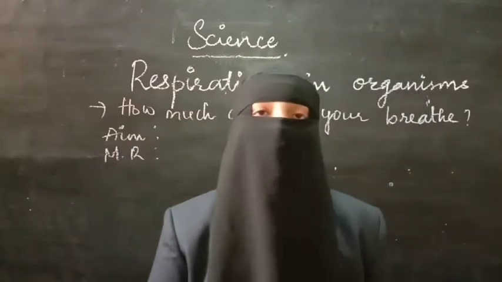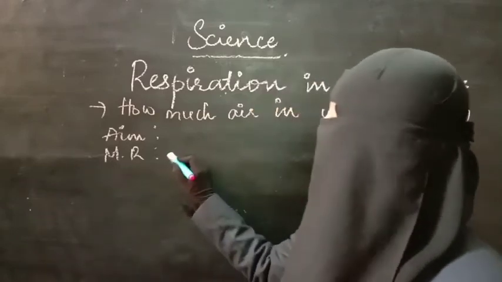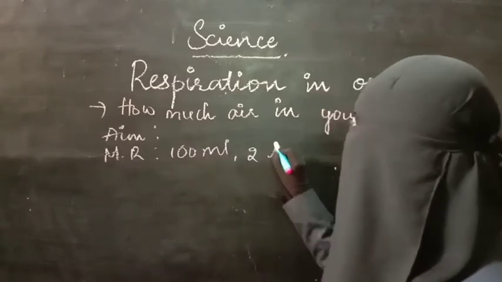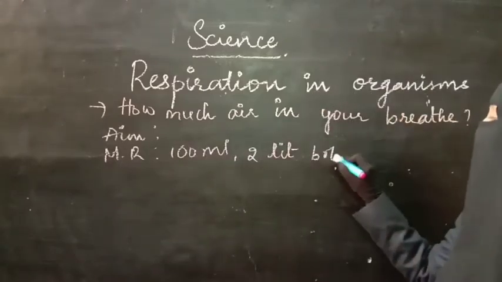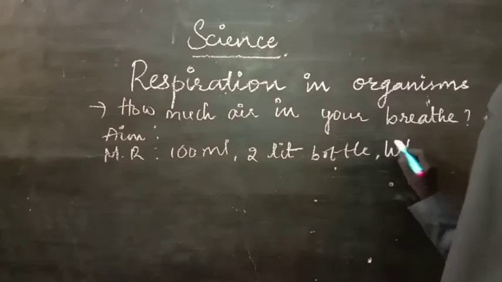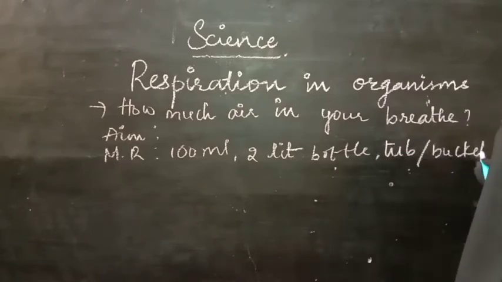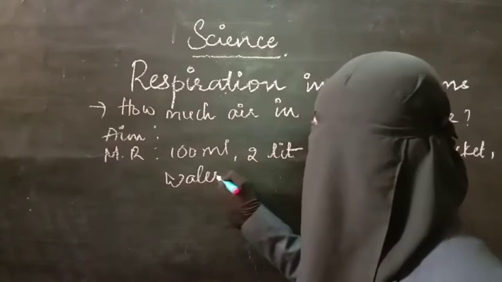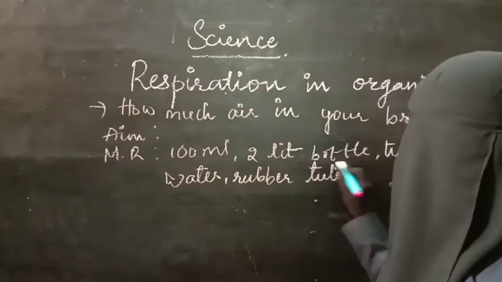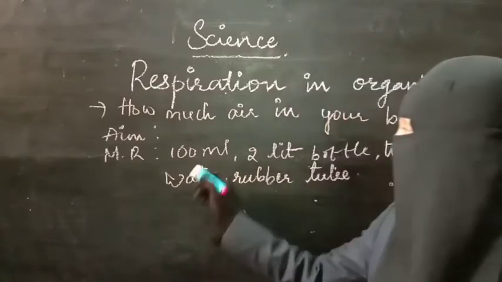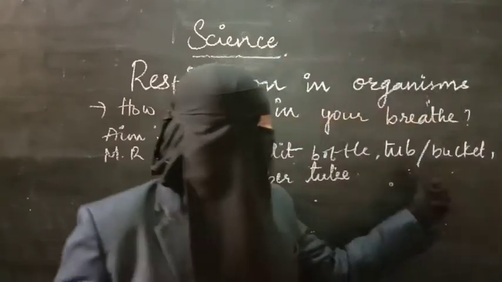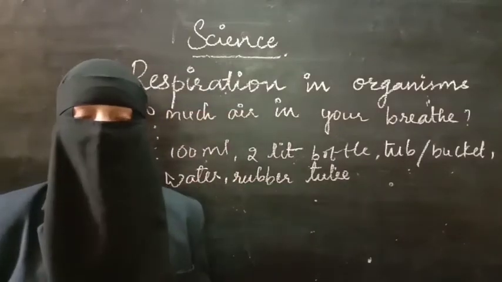The materials required for this are one injection bottle, which is of 100 ml, and a 2 liter water bottle. Any bottle you can take. And then you can take a tub or a bucket, water, and a rubber tube. So these are the materials required for this activity: an empty 100 ml injection bottle, a 2 liter water bottle, a tub or bucket, water, and a rubber tube.